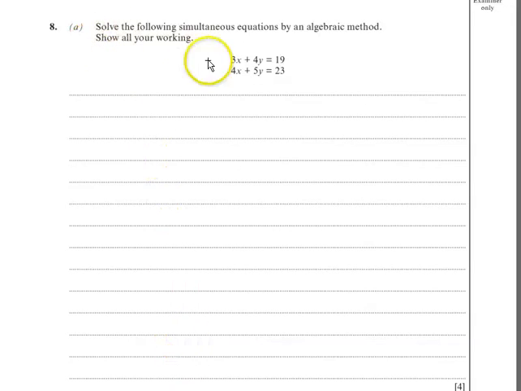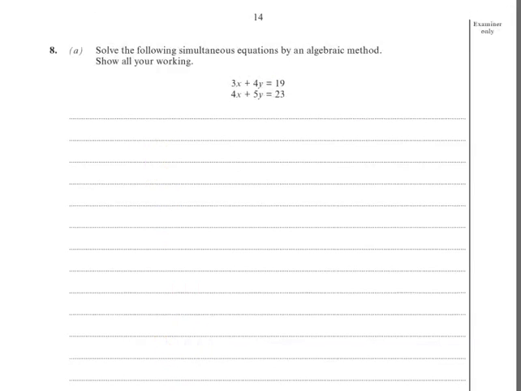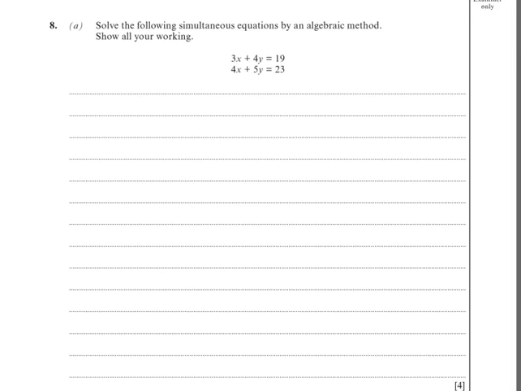Right, guys, we've got page... what have we got? Page 14? Yeah, page 14, 8a, question 8a. Solve the following simultaneous equations by an algebraic method. Show all your working. So we've got 3x plus 4y is 19.